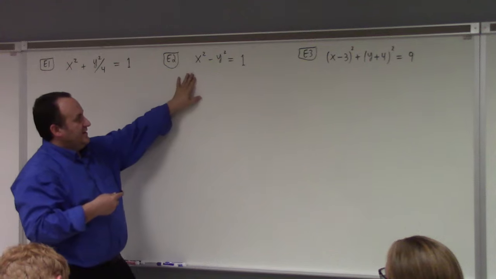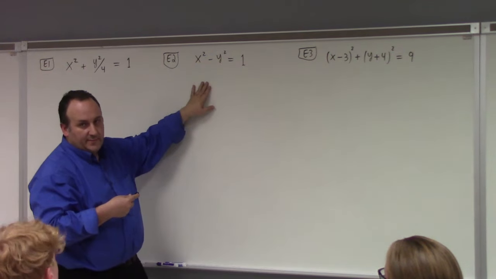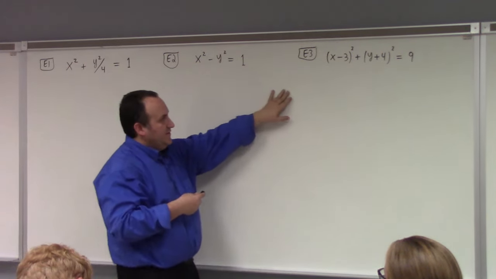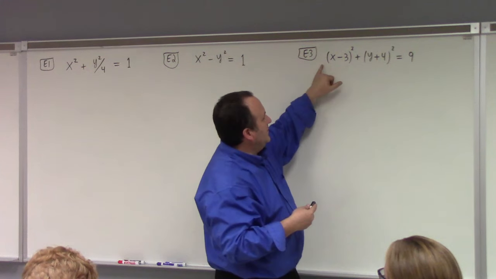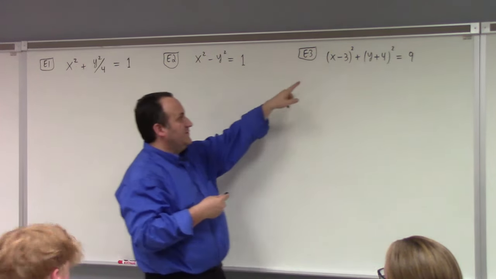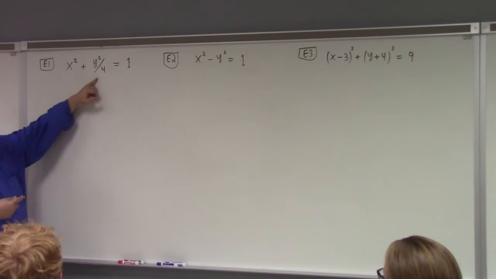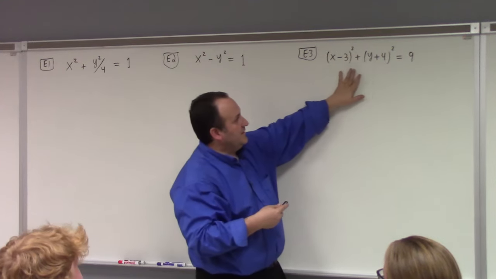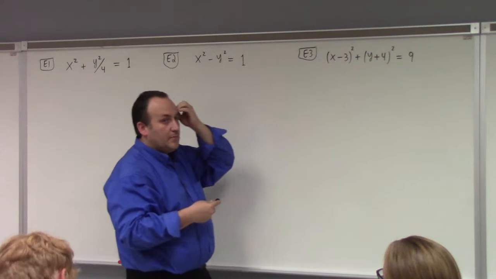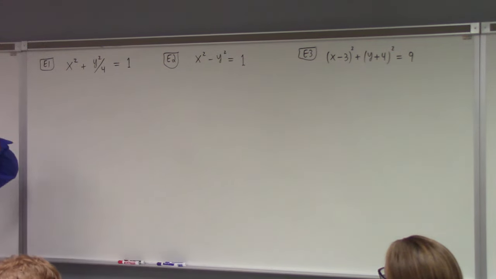If you have something that's like a difference of squares, it's going to be a hyperbola. And if you have something like this, where the squared terms both have the same number in front, like see the difference between that? This one has like a fourth times the y squared. So this one actually will end up being a circle, all right? So that's what we have to look forward to.